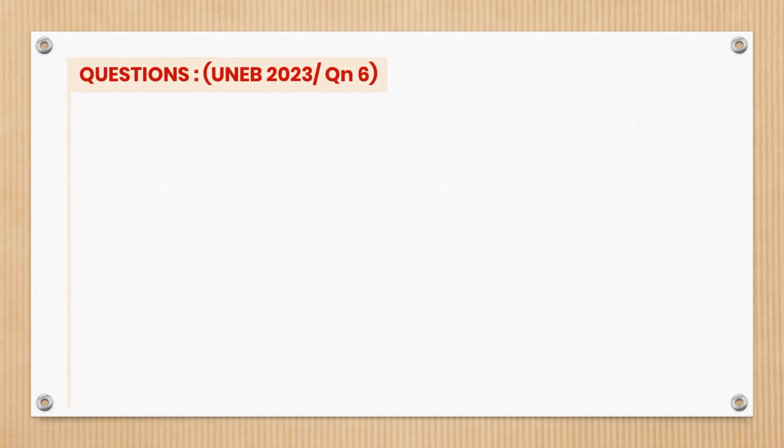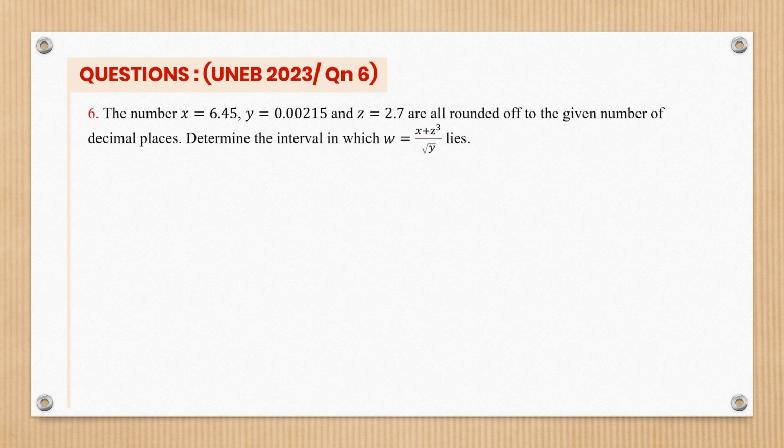Alright, so the next question is the question from last year as of the recording of this video. I'm in the year 2024, so this is a question from last year, 2023. We're being told that the numbers x is equal to 6.45, y is equal to 0.00215, and z is equal to 2.7 are all rounded off to the given number of decimal places.